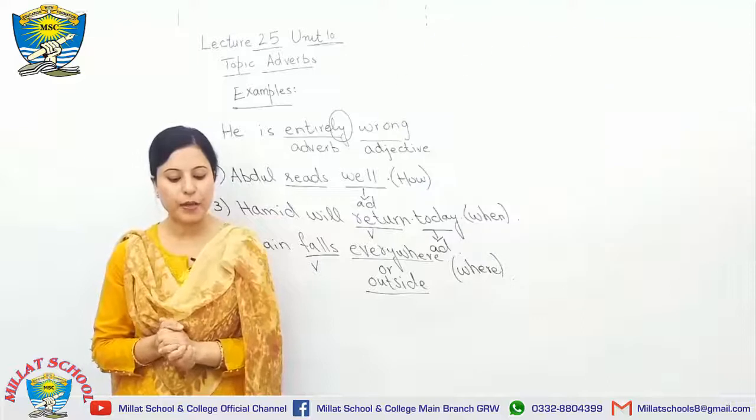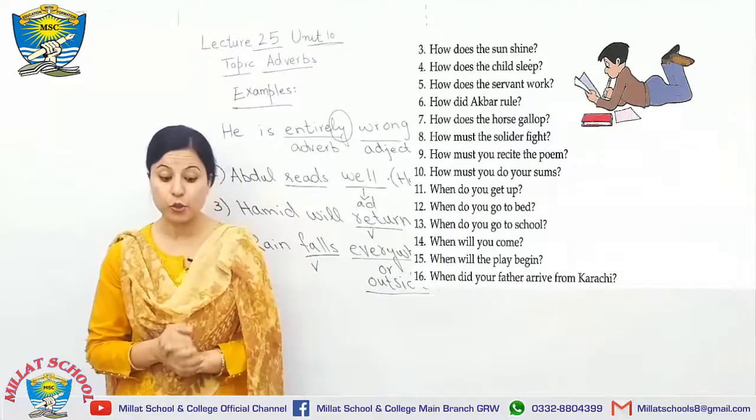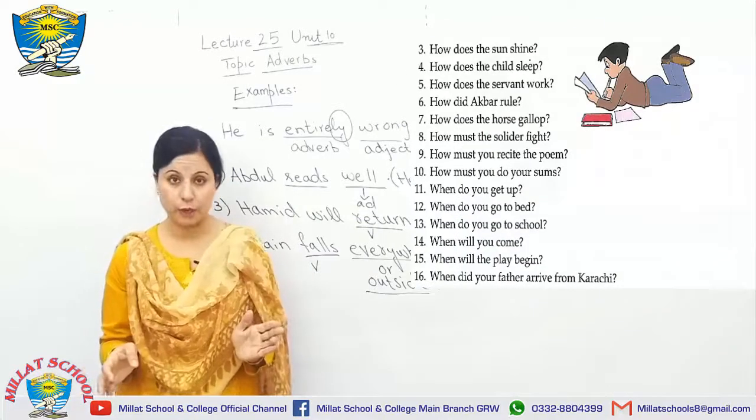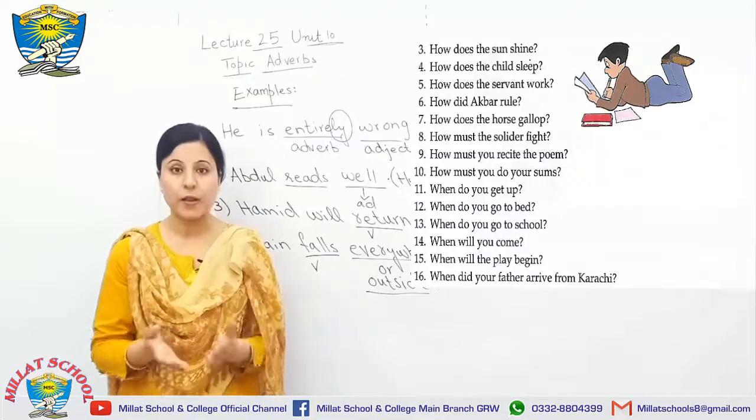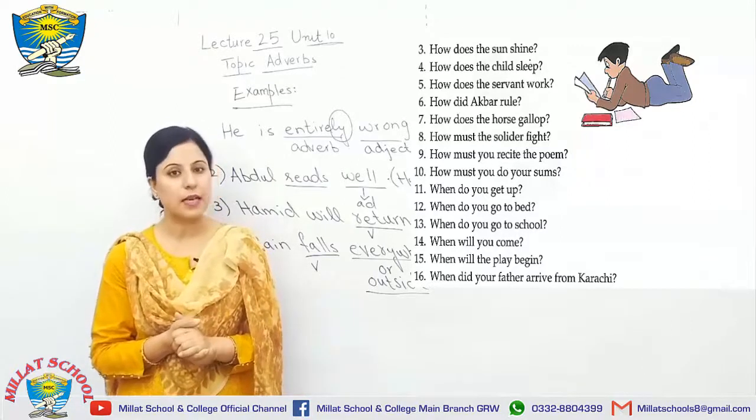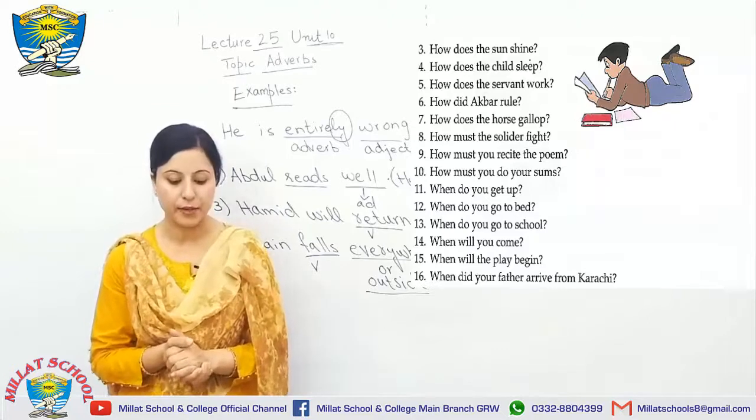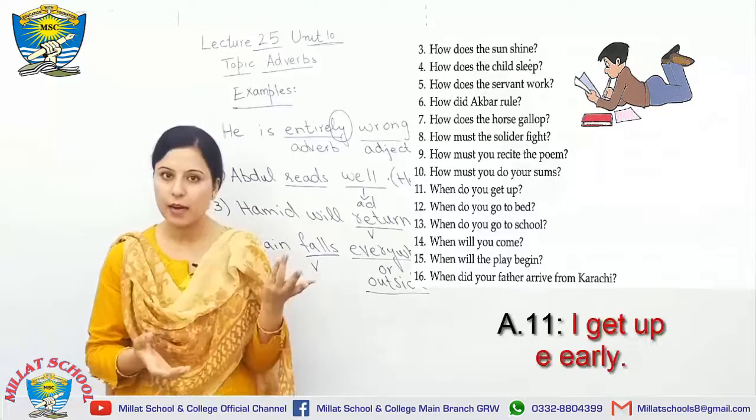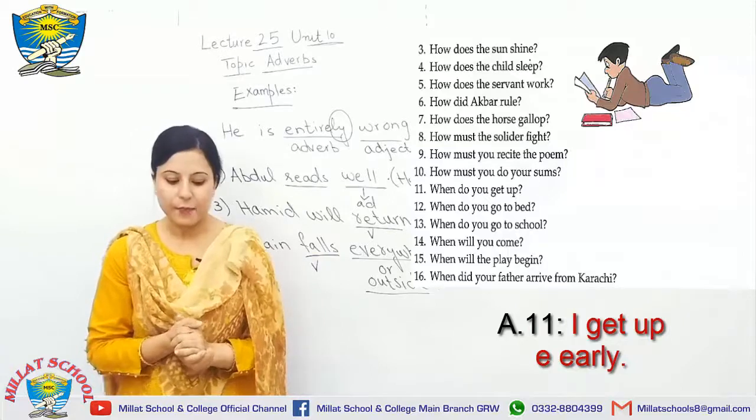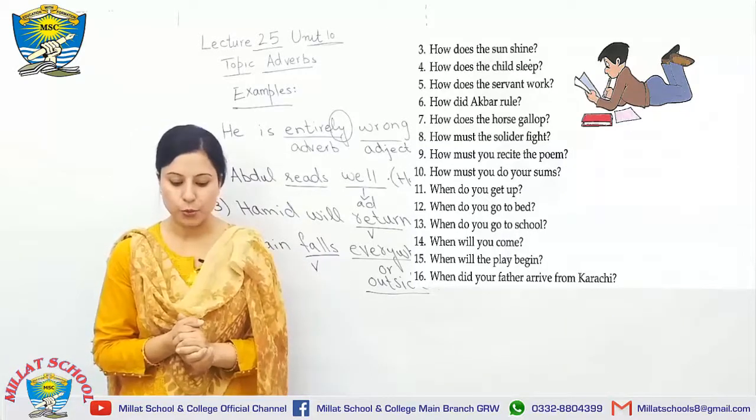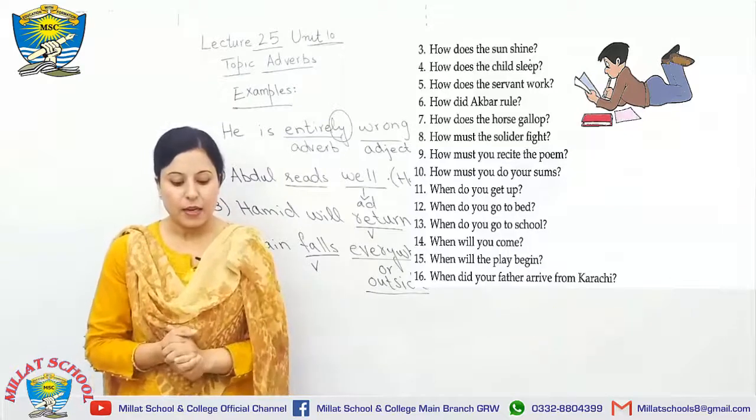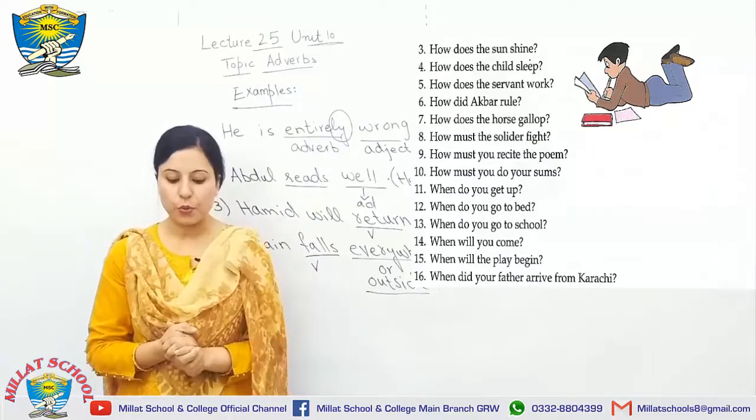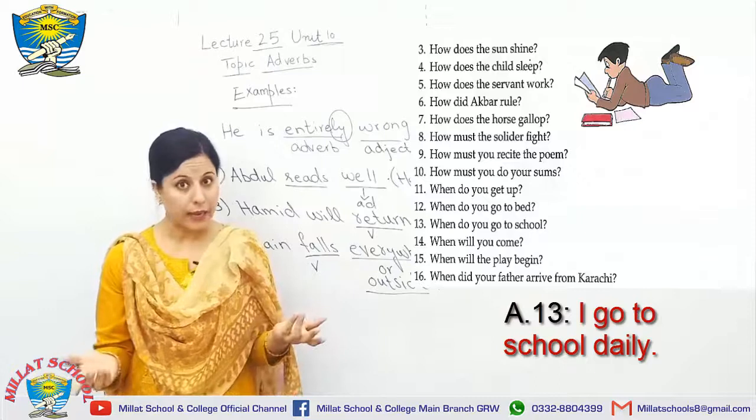For example, on page number 134, I am not going to do all the question answers for you because it's your task. You should do it yourself. I have selected a few of the sentences for you. For example, number 11, when do you get up? Early. I get up early. Number 12, when do you go to bed? I go to bed late or early. Number 13, when do you go to school? I go to school daily.